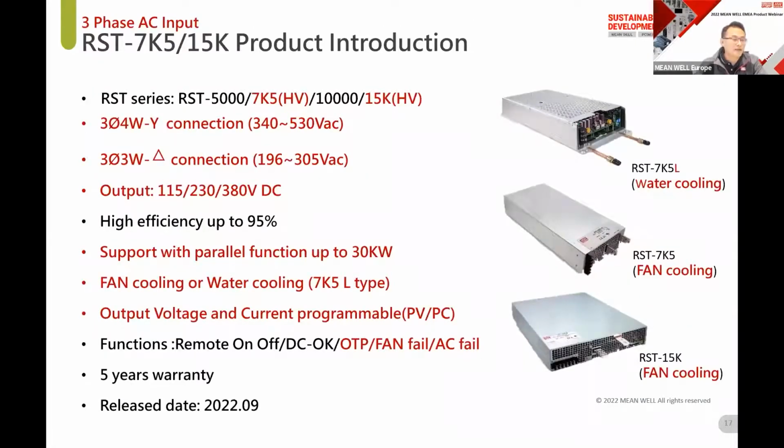RST 7K5 and 15K are mainly for 3-phase installation. They support a wide input range, according to 3-phase, Y connection or delta connection. High output voltage with high efficiency supports PV and PC functions. Regarding the cooling, RST is available in water cooling and fan cooling versions. For parallel functions, RST supports parallel connection up to 30K watt. If 30K watt is not enough, SHP can support up to 40K watt.